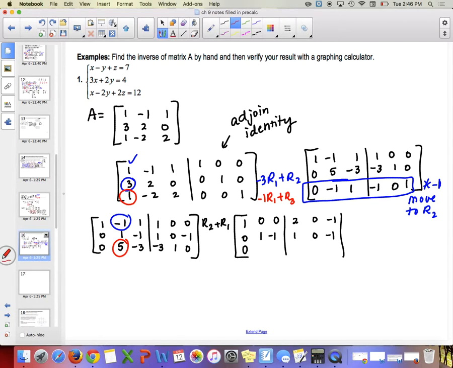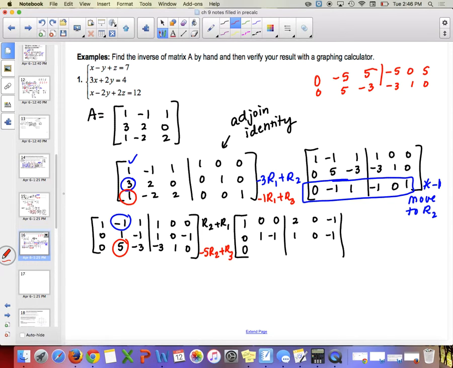We need to change the third row. So how do I change the third row using the second row? Negative 5 times row 2 plus row 3. Did you guys see that? This is one where you might need to write out the numbers. Totally fine. So negative 5 times row 2 would be 0, negative 5, 5. And then we'd have negative 5, 0, 5. And we're adding it to row 3, which is 0, 5, negative 3, negative 3, 1, 0.